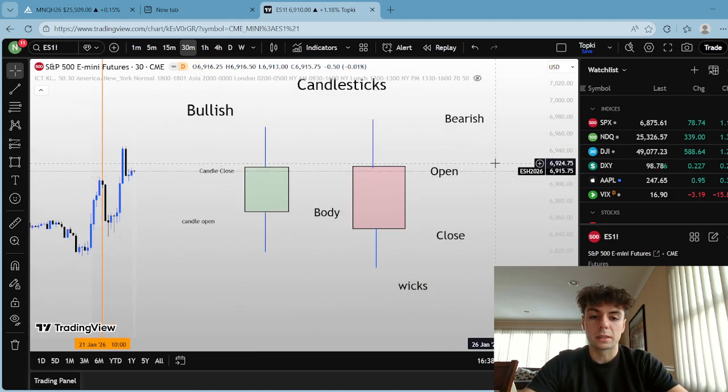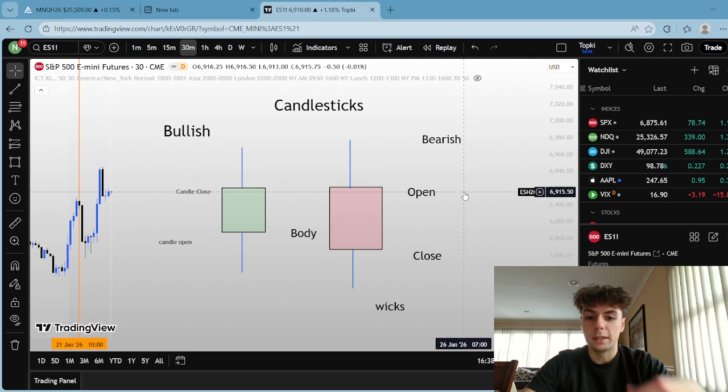That's pretty much all the basics of the candlesticks. It's really simple, and the next video will show you how you can combine them and you can see different time frames, different candlesticks, and how you can put it all together.